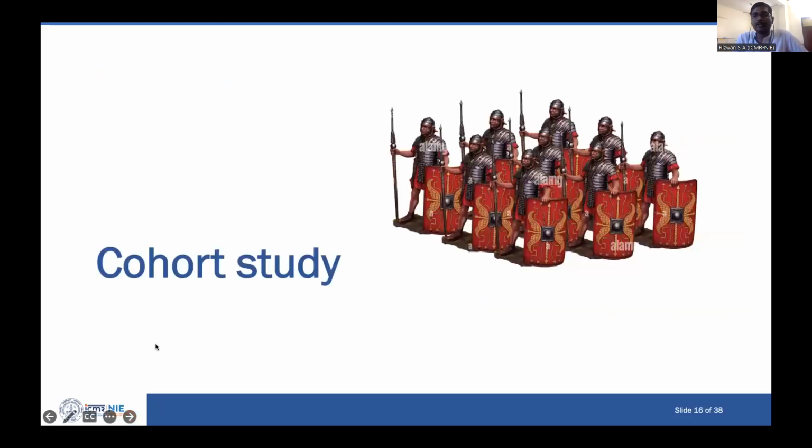So first, let us look at cohort study. The word cohort comes from a Roman legion, where one group of soldiers belonging to a particular regiment is called a cohort. That is where we get the word cohort from. They share certain similar characteristics, so that is why they are called a cohort.